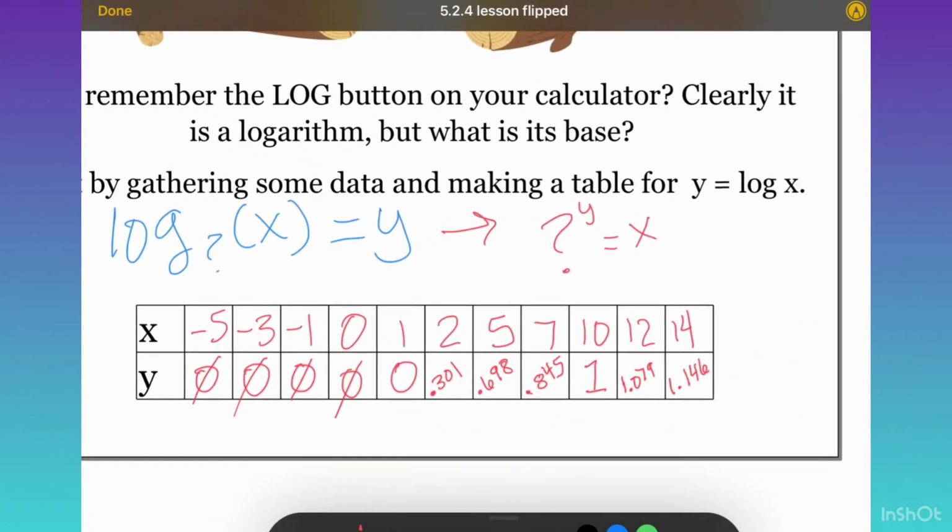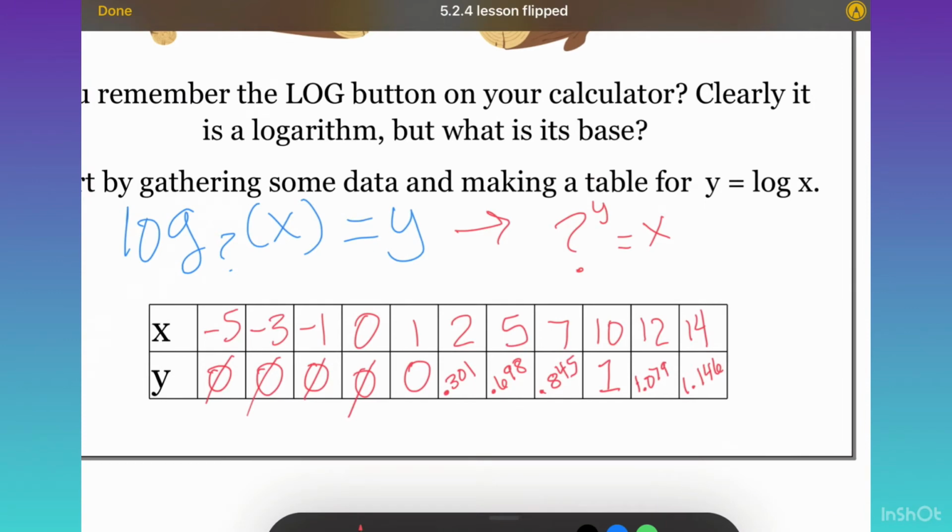So you can see I chose 1, 2, 5, 7, 10, 12, 14 as my inputs. And if I rewrite my log function, it looks like that question mark, which is our base, to the y equals x. So picking one of my nice pieces, question mark to the 0 equals 1. Picking another nice point from my table, I see that 10 and 1, so our unknown base to the 1 equals 10.